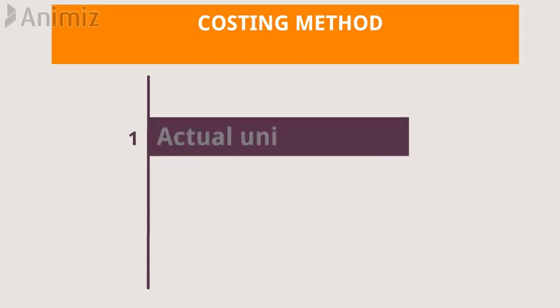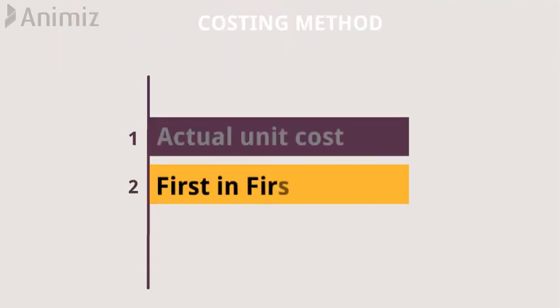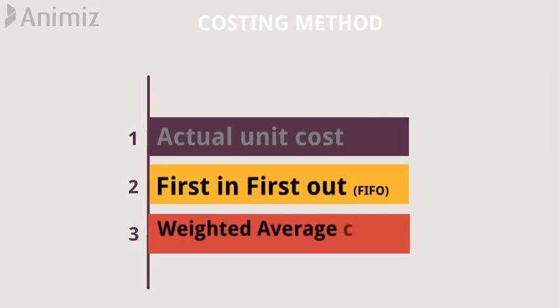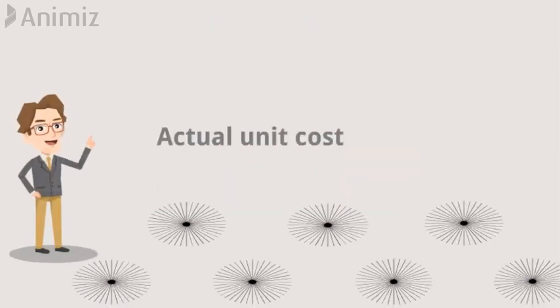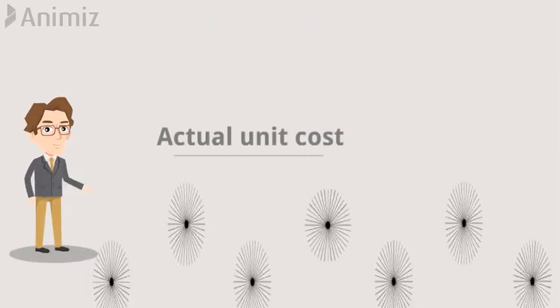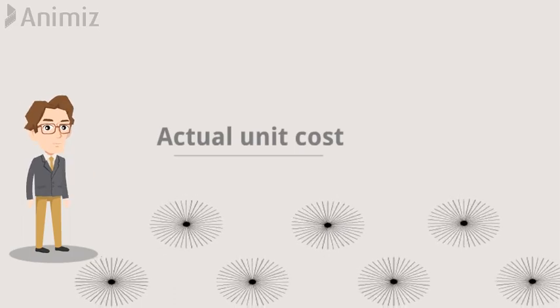Let's talk about costing methods under IAS 2. The standard allows three methods of arriving at cost. Actual unit cost. First in, first out. Weighted average cost. Actual unit cost must be used where items of inventory are not ordinarily interchangeable.